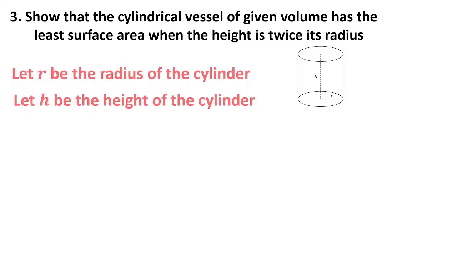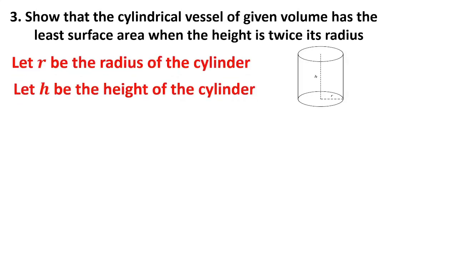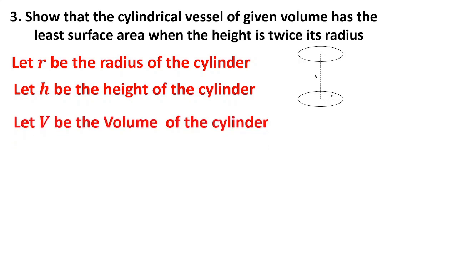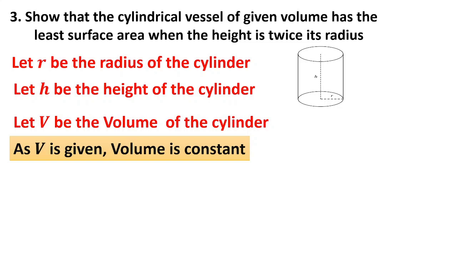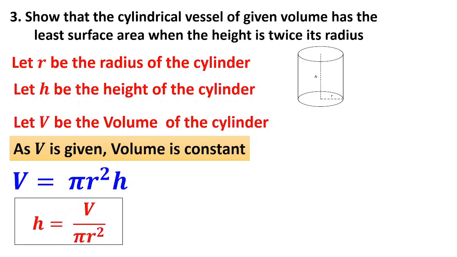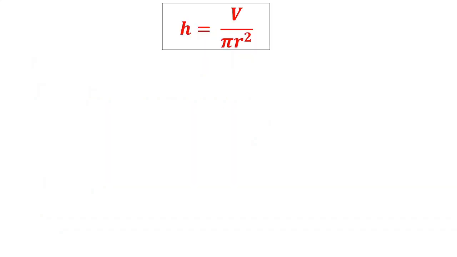Let us see. Cylinder is given, r is the radius and h is the height. And V will be the volume of the cylinder. And volume is given, therefore volume is to be taken as a constant. Volume is given. Now what is the formula for volume? Pi r square h. Now by making use of the given idea that volume is given to you, you can express either r in terms of h or h in terms of r. But for our convenience, let us select h as V by pi r square. h is equal to V upon pi r square.